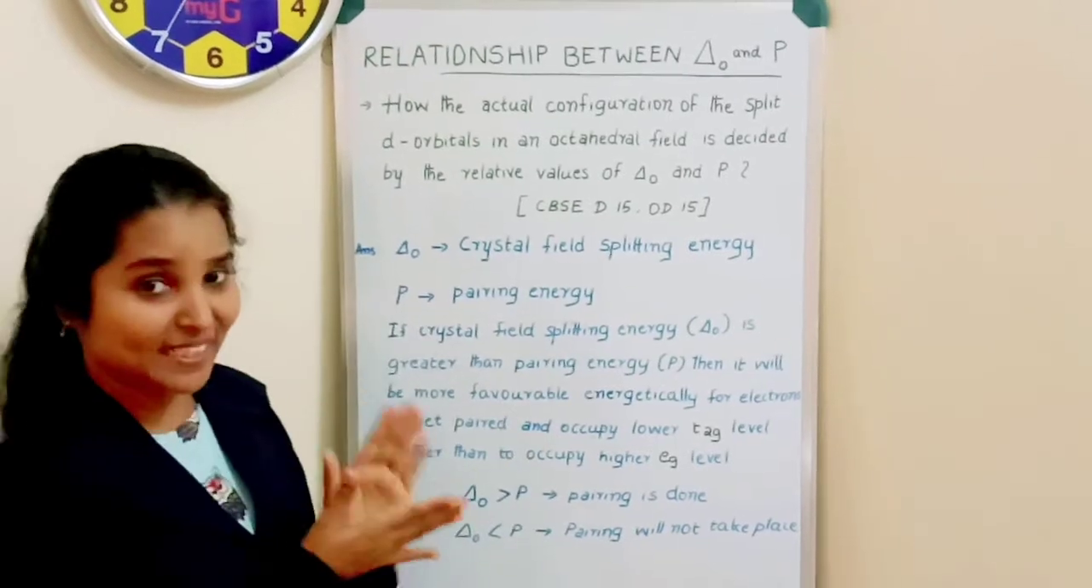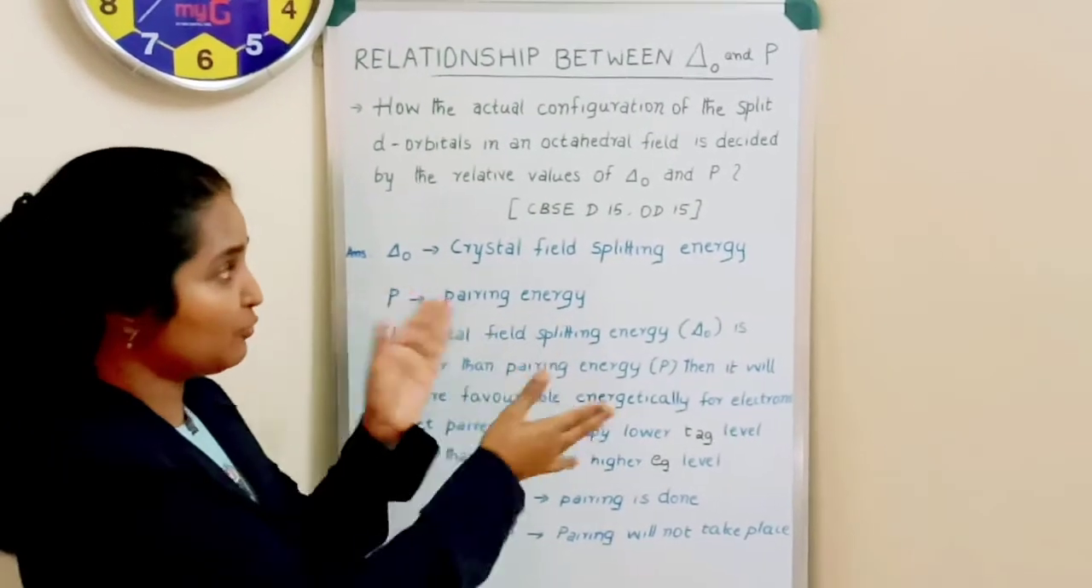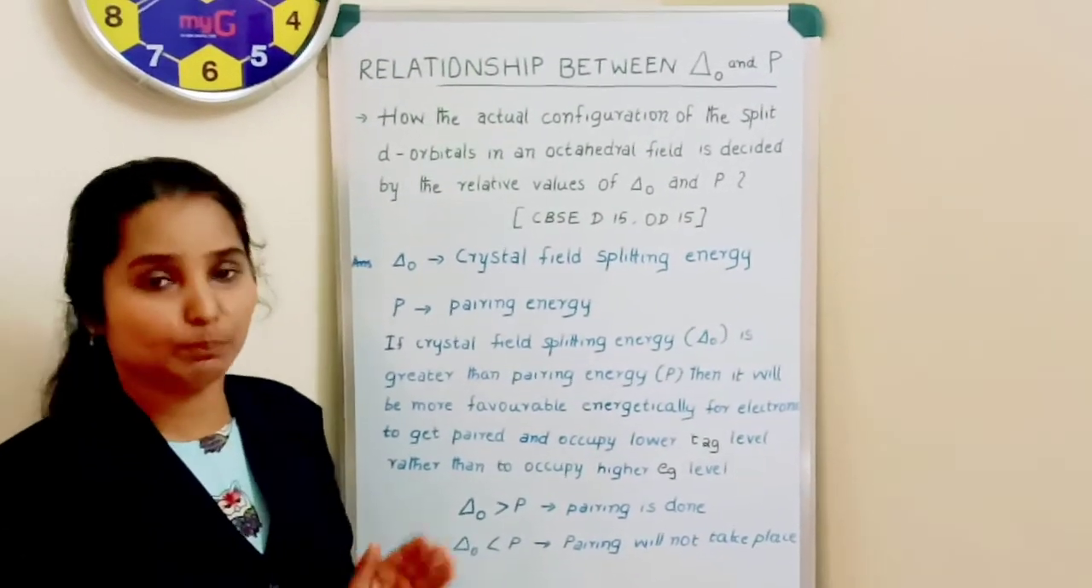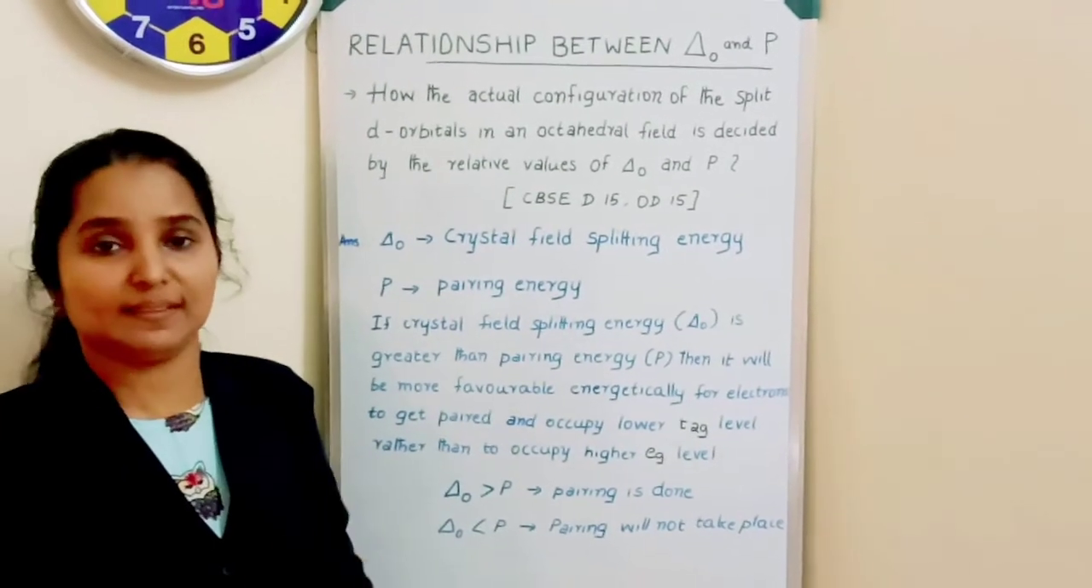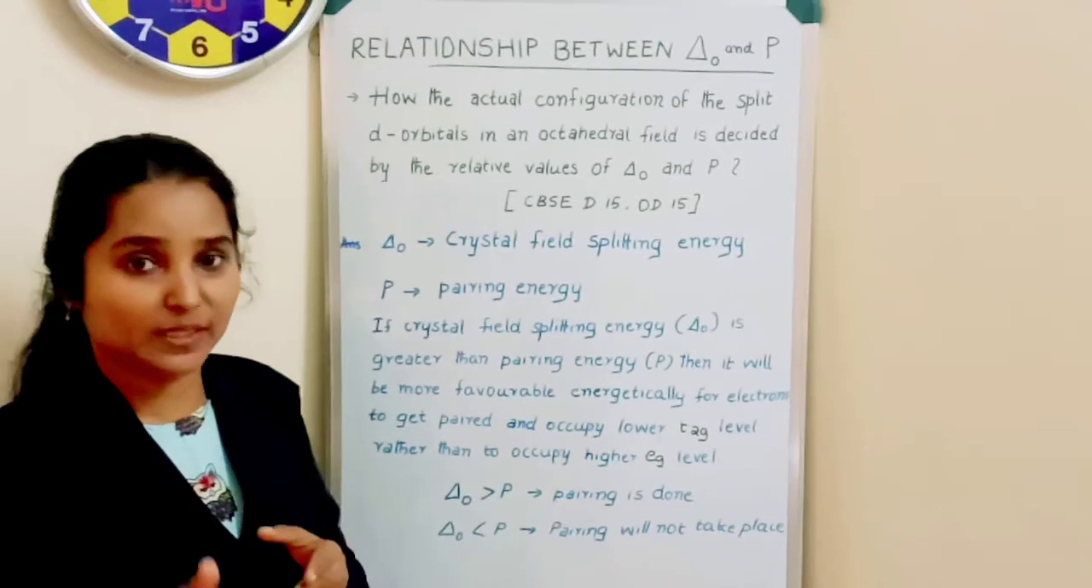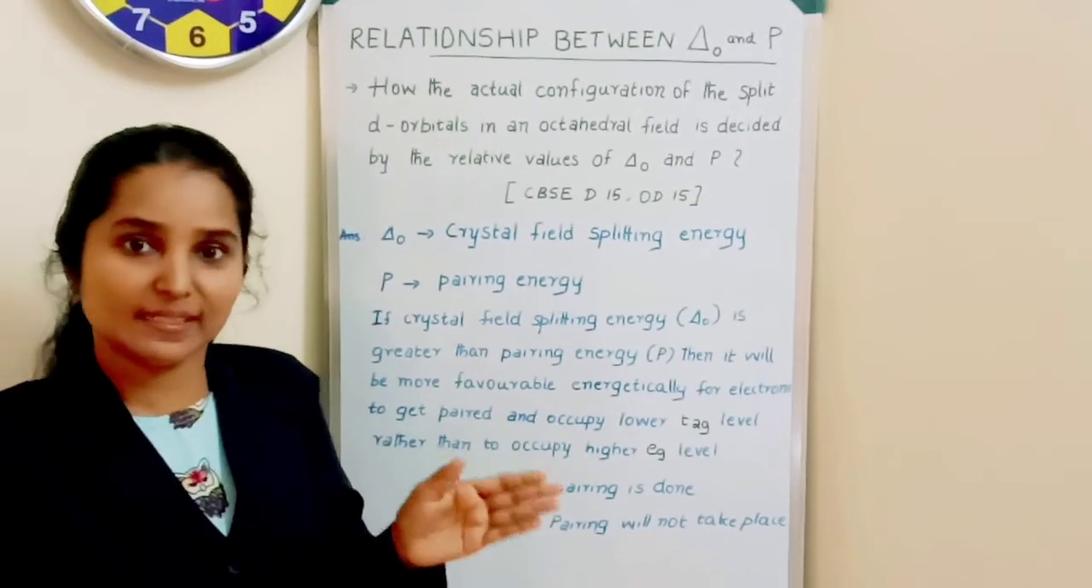And I hope you have understood the concept behind it. So if you know the delta naught value and the P value, you can say where the electrons will be situated, in which Eg orbital or T2g orbital, after crystal field splitting.